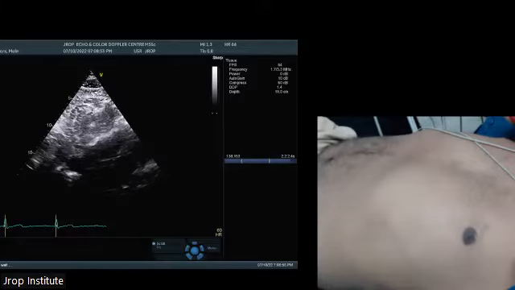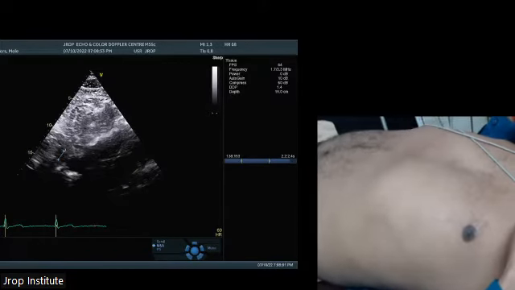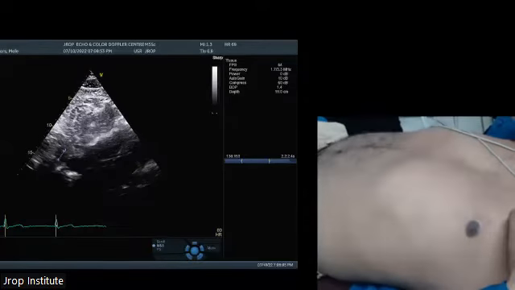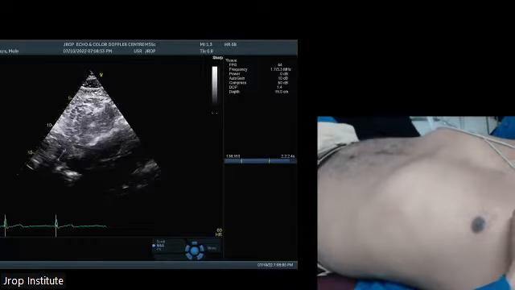status of a patient. Here is the IVC size, which is almost 16 millimeter. Anything less than 12 millimeter is considered a hypovolemic state. Right?